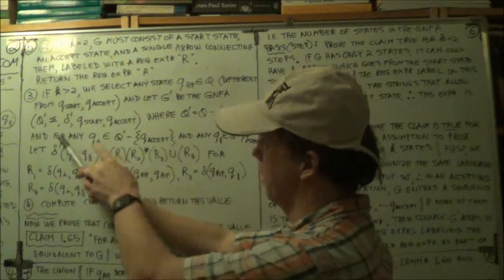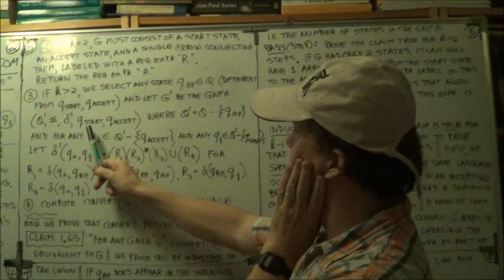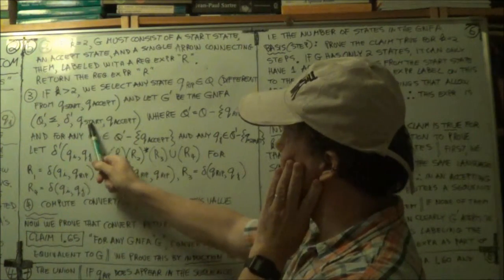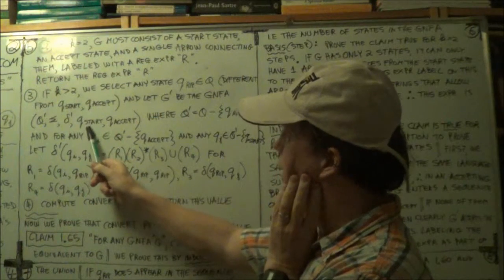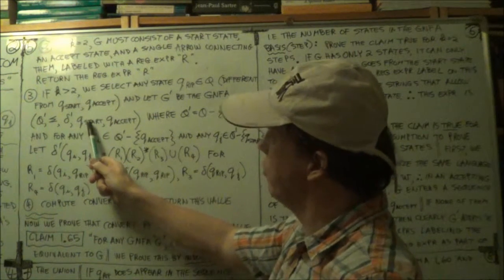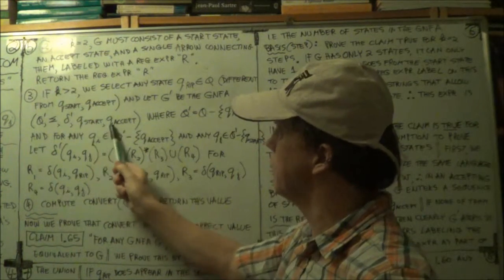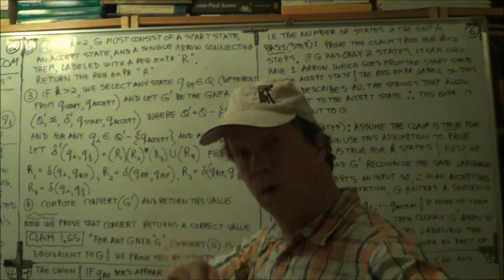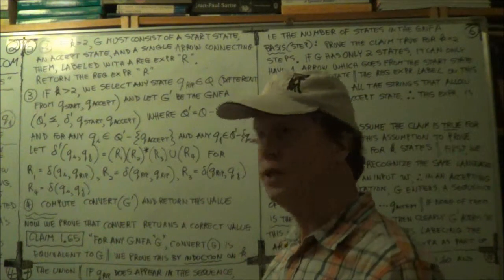Well, I'll come on to that in a minute. It's all this stuff. These remain the same through all the calls, because you're not ripping out the start state or the accept state, so they will always be the same each time you call or use the convert of G, right?